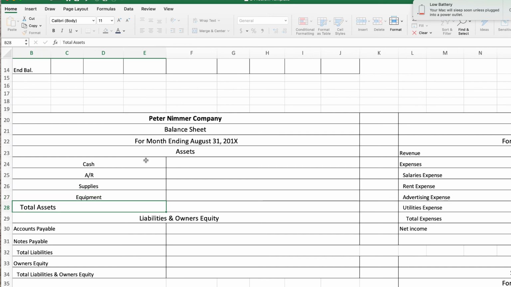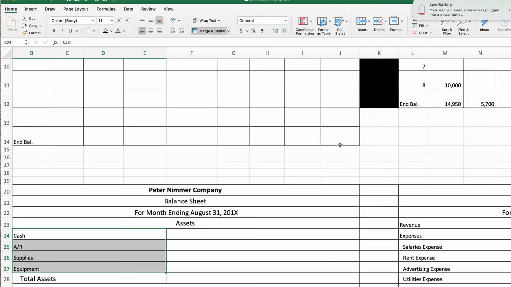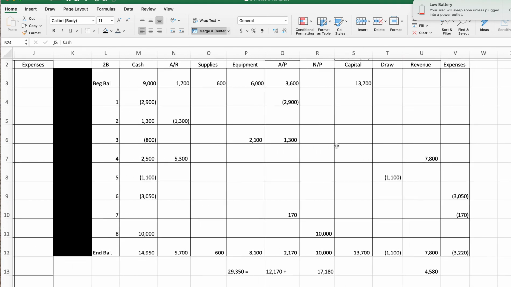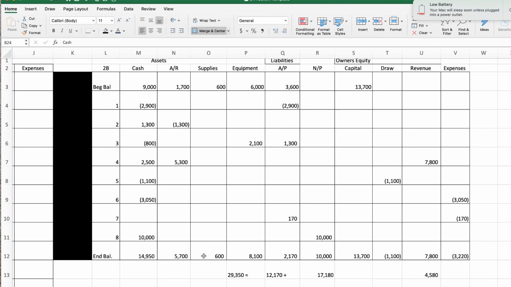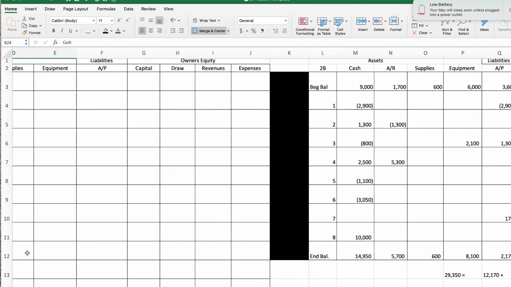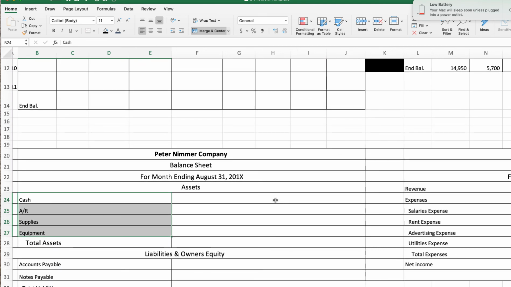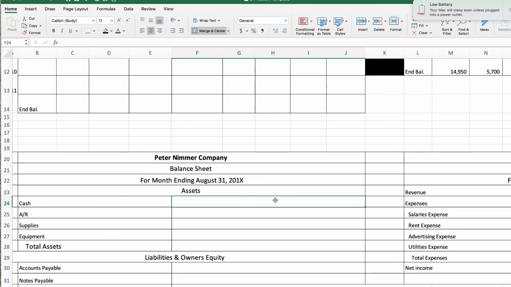Now we need to put the ending balance, right? So that means we need to go back to our transactions that we booked, and we need to add all these up. Okay, so we know our cash, I'm just going to read these off. We know our cash was 14,950.